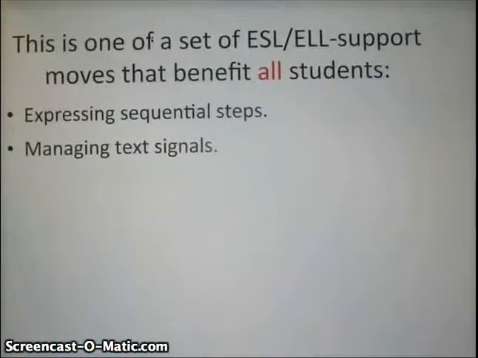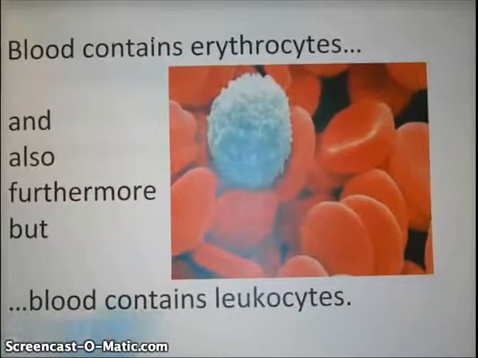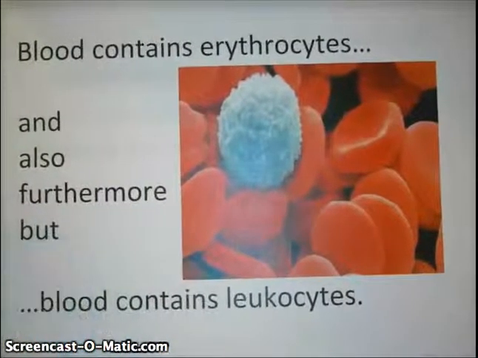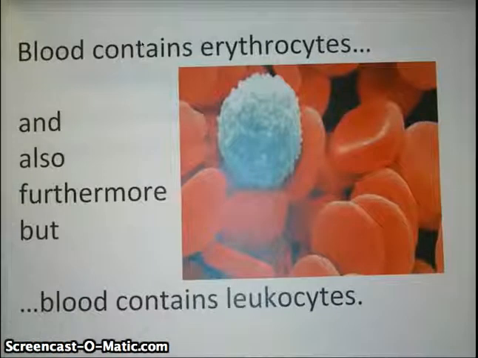A second case of overlap between ELL support and general literacy improvement is managing other text signals, especially those crucial conjunctions and connectives. For instance, to assert both that blood contains erythrocytes and that blood contains leukocytes, you can use several logically equivalent English conjunctions: and, also, furthermore, but. If these words are not completely interchangeable, you can point out to your students both their logical overlap and their semantic differences.